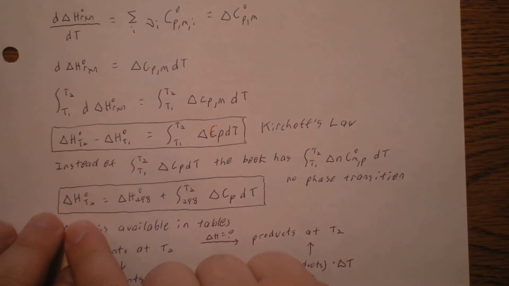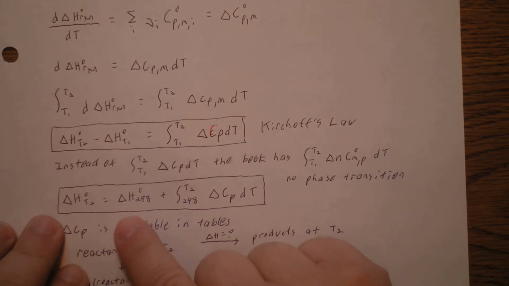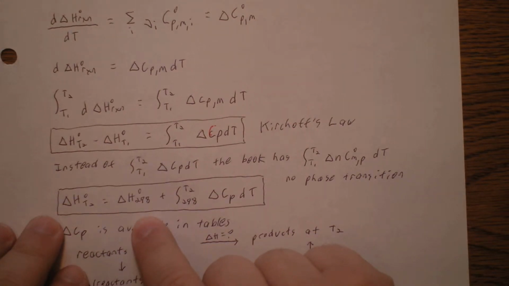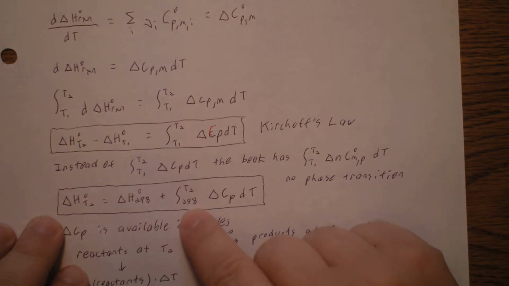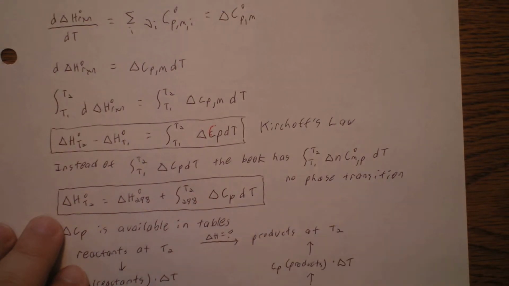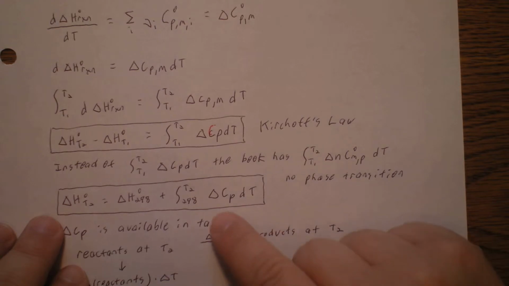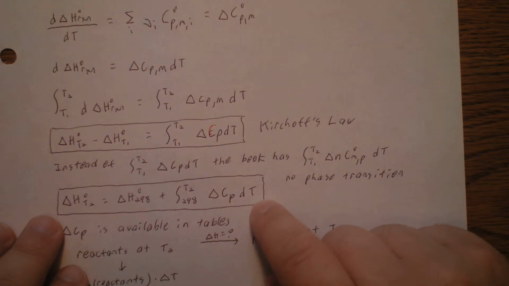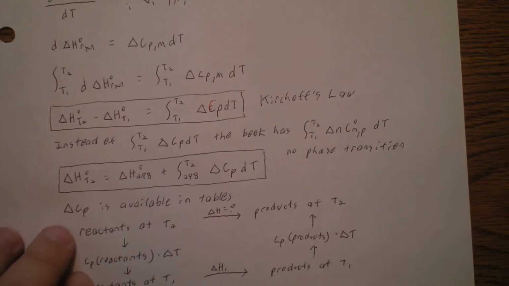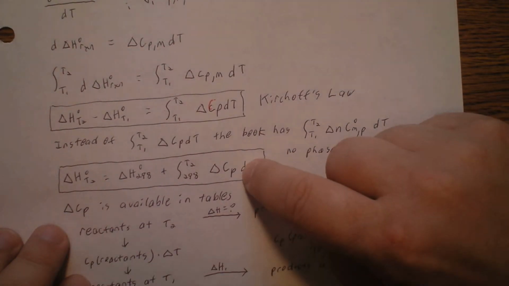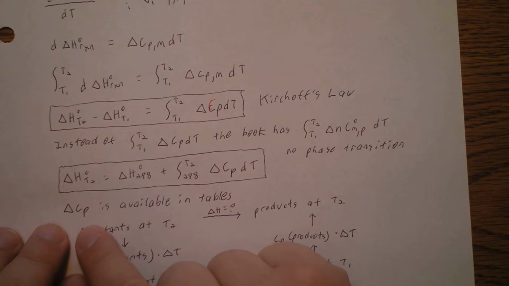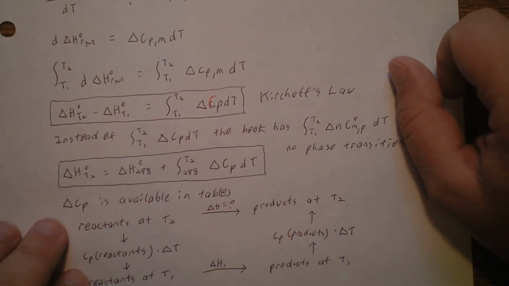So the change in the enthalpy at temperature 2 in the standard state is just going to be the change in the enthalpy at 298 plus the integral from 298 to whatever other temperature we're interested in of the change in heat capacity with respect to temperature. Now this value right here, the change in the heat capacity at constant pressure, is available in tables.